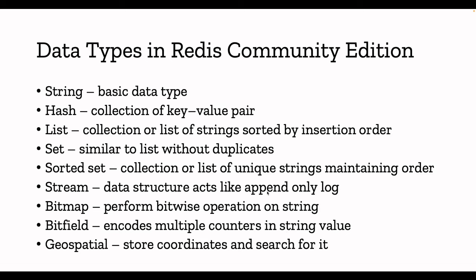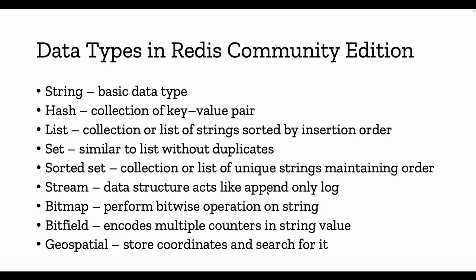So the first data type is string, which is a very basic data type. We all know what a string is. For example, Techbeast, it's just a word, so we can call it a string. So you can store your key value pair in your Redis as a string. It's a very basic data type.